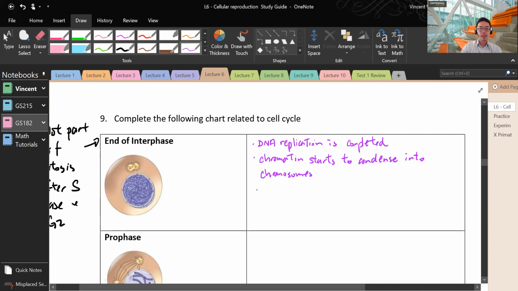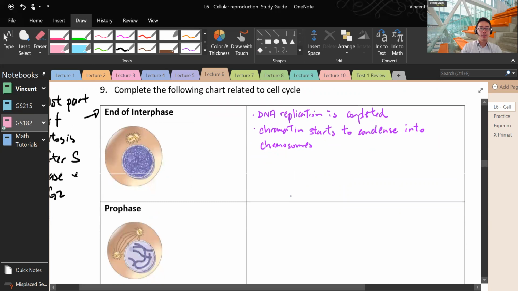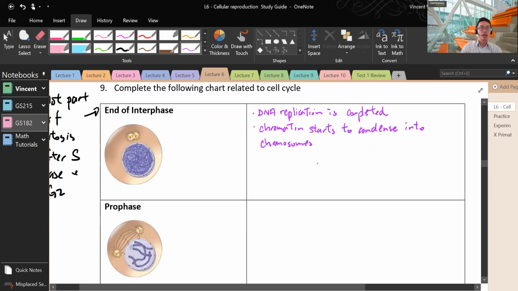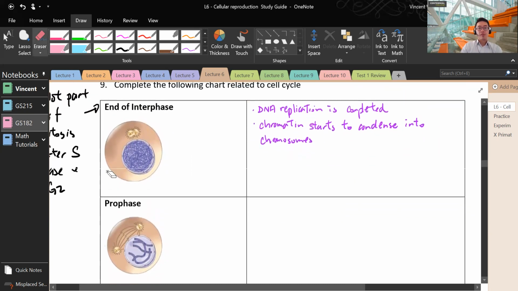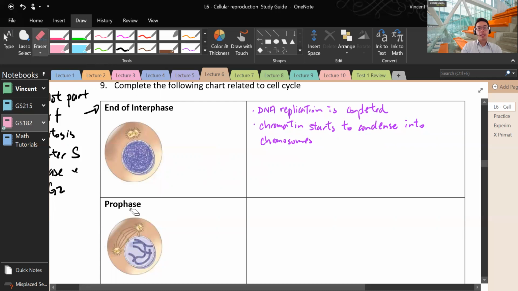Okay, and then basically it is ready to go into prophase. Now this is the first step in mitosis. P is for preparation, if you would. It's preparing to move the chromosome and so on and so forth. So what's happening here? Well, a couple of things.